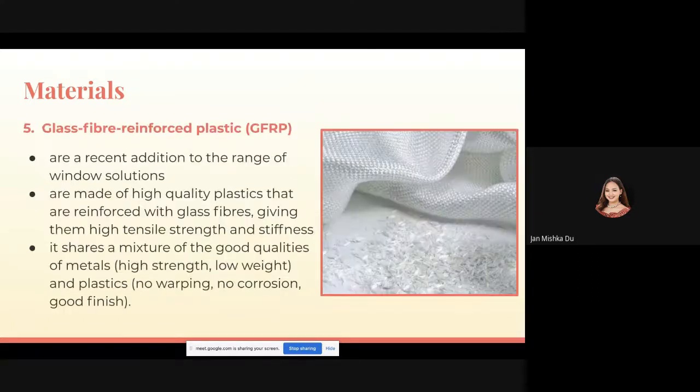The last material is glass fiber reinforced plastic, and this material is a recent addition to the range of window solutions. So they are made of high quality plastics that are reinforced with glass fibers, giving them high tensile strength and stiffness. And it shares a mixture of good qualities of metal, which has high strength and low weight, and plastic, which means there's no warping or corrosion and has a good finish.